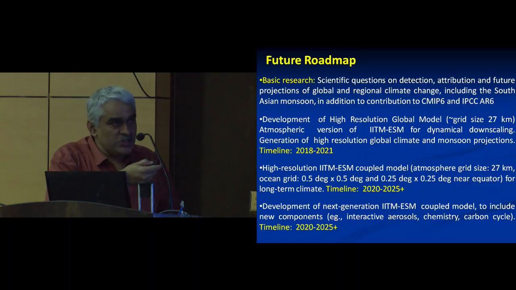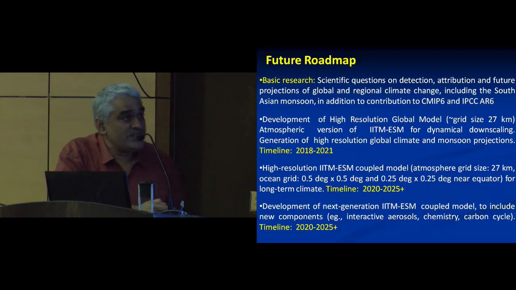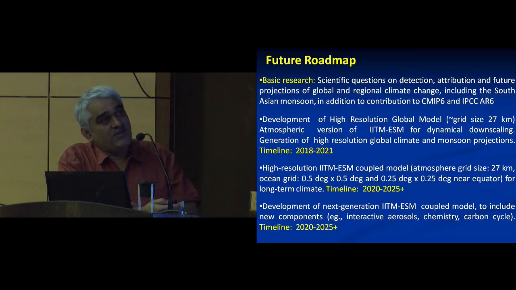And in the next 2-3 years, because the resolution was very coarse, T62, many people for application studies, whether hydrology model or agriculture model, crop modeling and so on, want the model inputs at higher resolution. So our immediate plan, for the next 3-4 years, is to focus on a high resolution global model, only the atmospheric version of the IITM ESM, for dynamical downscaling. And this is our timeline, 2018 to 2021.